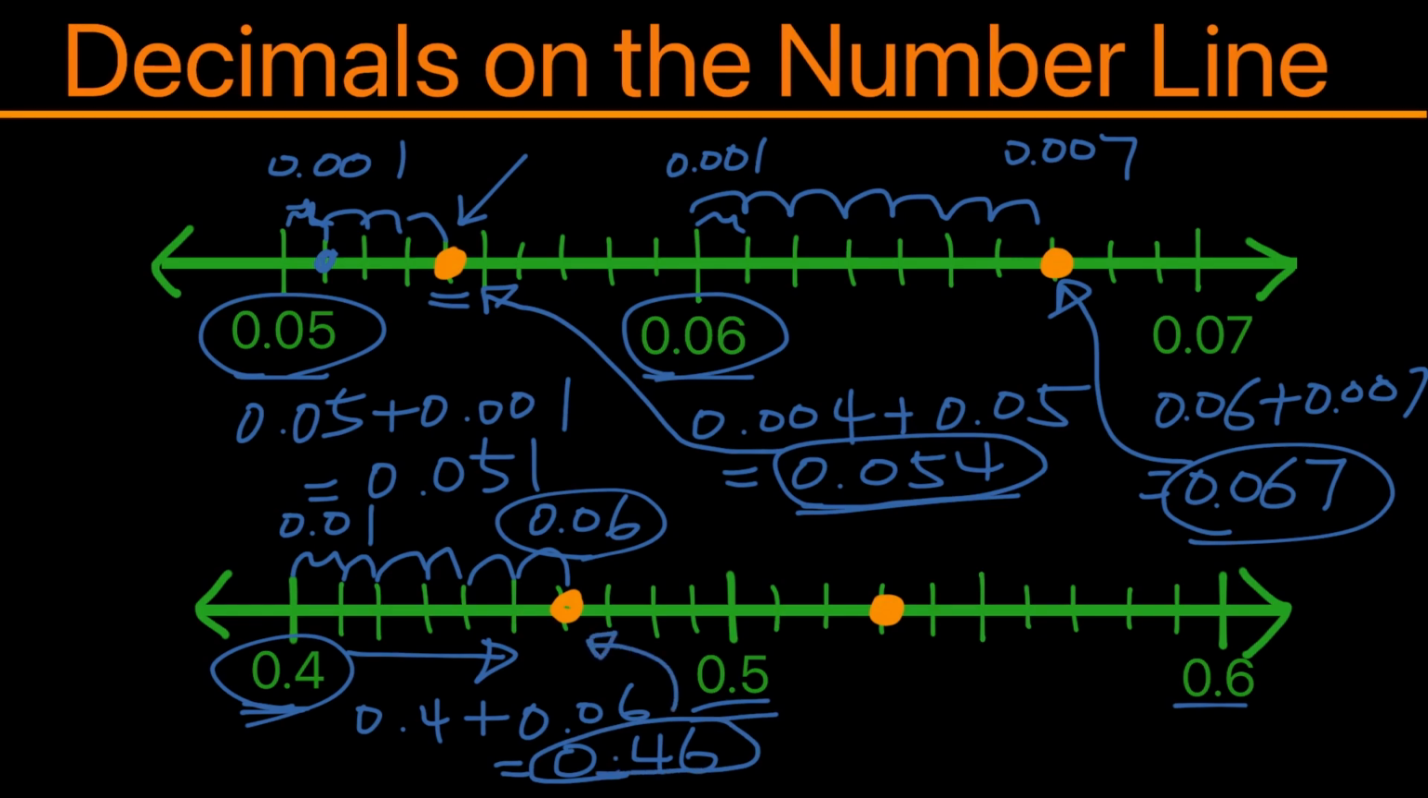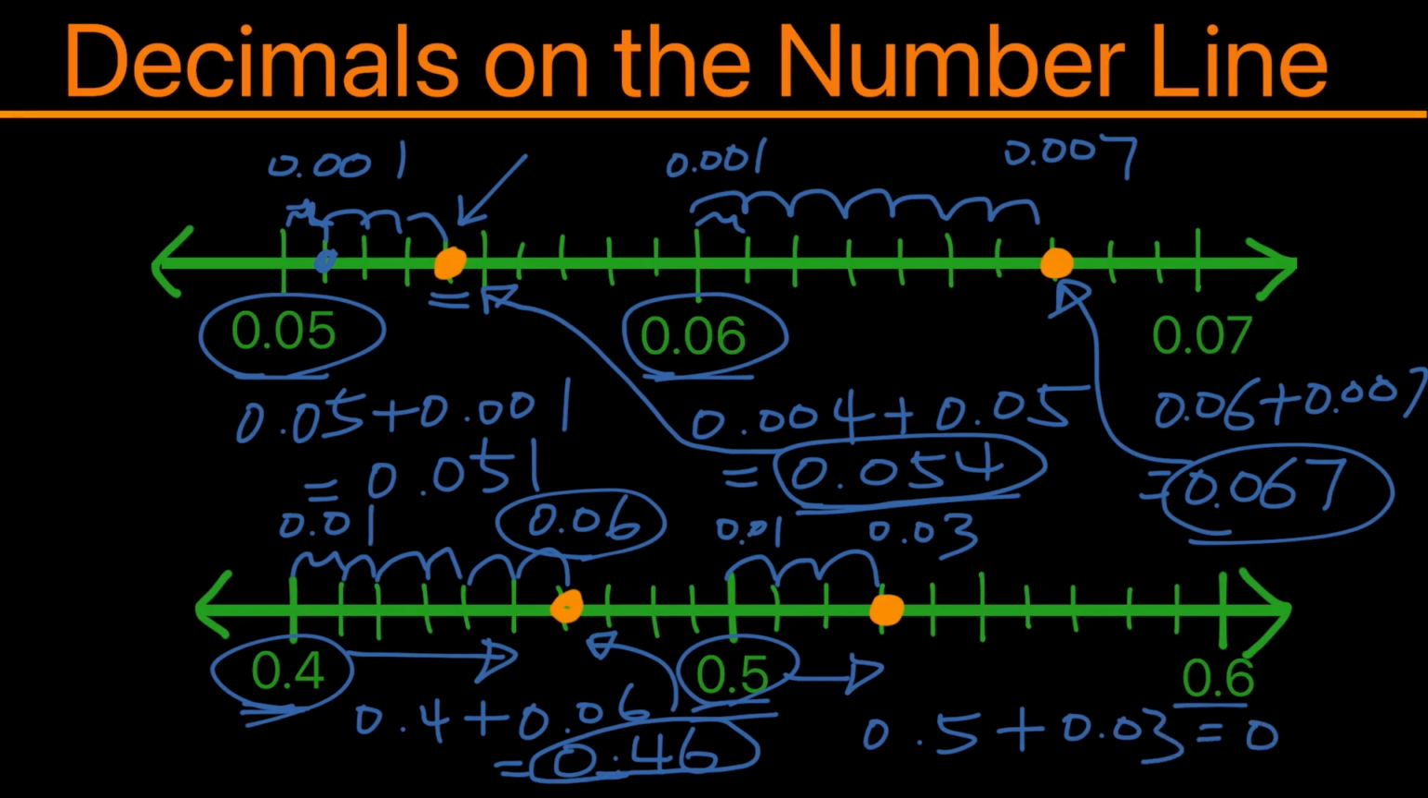Now for the second point, we have this as 0.01, so that's 1, 2, 3. So 0.03 from 0.5, so we'll add 0.5, add 0.03, and that becomes 0.53. And that's how we get the second point.